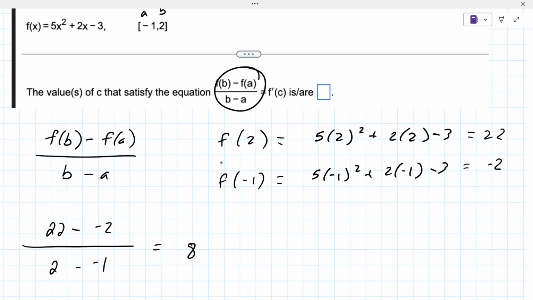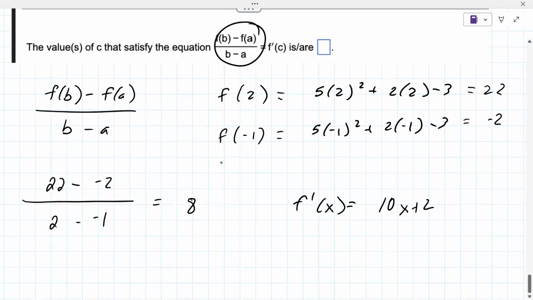And now, like you said, you need the derivative. So let's determine the derivative. That's why you learned all that derivative stuff. 10x plus 2. So you set those equal. You set 8 equal to 10x plus 2, and then you solve for x. Actually, this one doesn't work out super nice, but it does say fraction in the answer, so I guess that's expected.